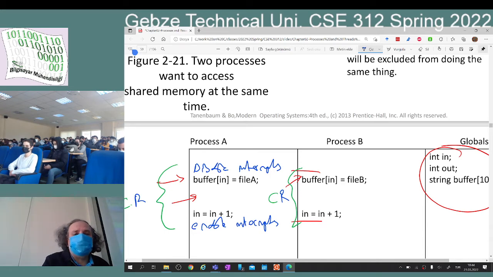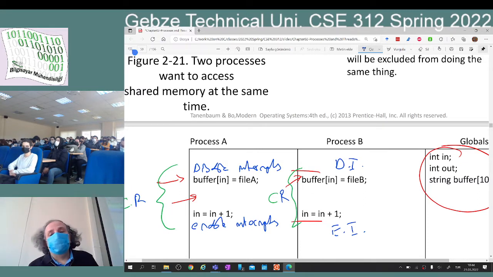And I'm going to do the same thing here with disable interrupts and enable interrupts. Whoever gets into the critical region will disable the interrupts, and then enable them. That will be it. Last time I discussed this, and I didn't like this idea. Does anybody remember what I said about this? Why didn't I like this? Yes?